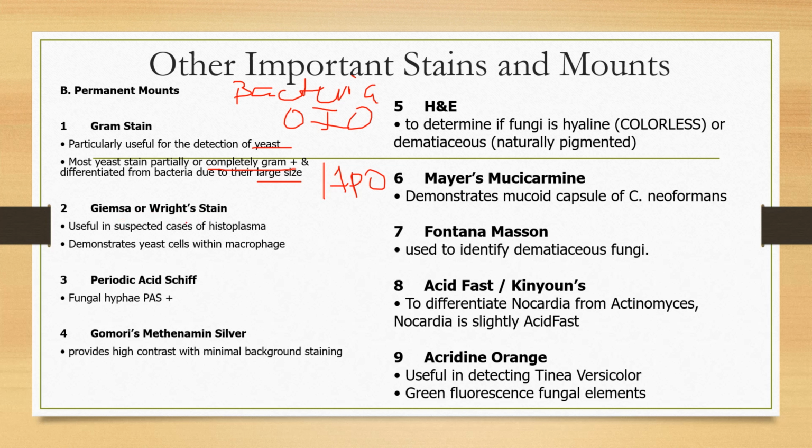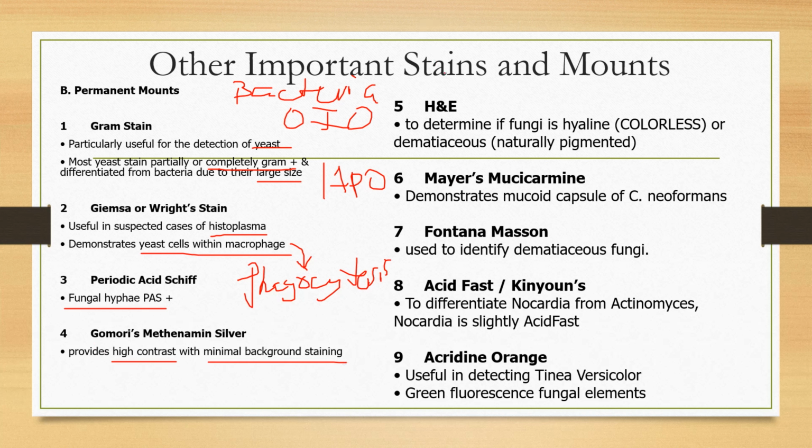Then we also have your Giemsa or Wright stain. So this is used in cases of histoplasma. Demonstrates yeast cells within macrophage. If you remember, di ba, your macrophage class is capable of phagocytosis. So what it would do is that it would engulf histoplasma. And using Giemsa or Wright stain, the macrophage or the monocyte, you could view the histoplasma. Then periodic acid Schiff stain, fungal hyphae would be PAS positive. Then Gomori methenamine silver stain has a high contrast with minimal background staining.